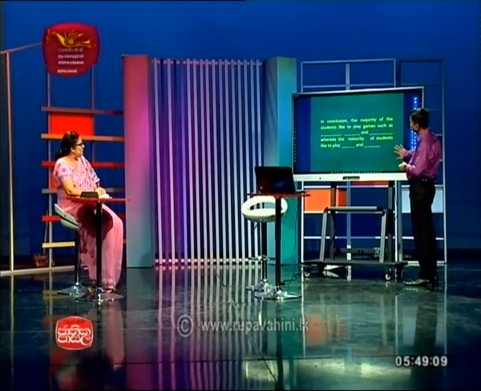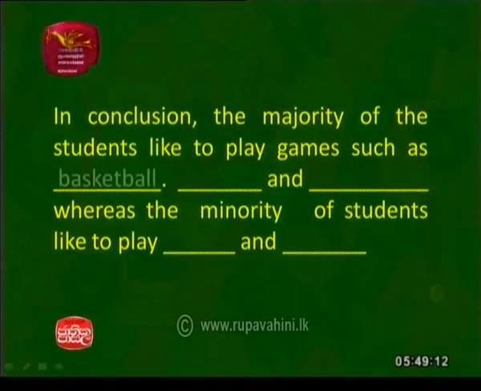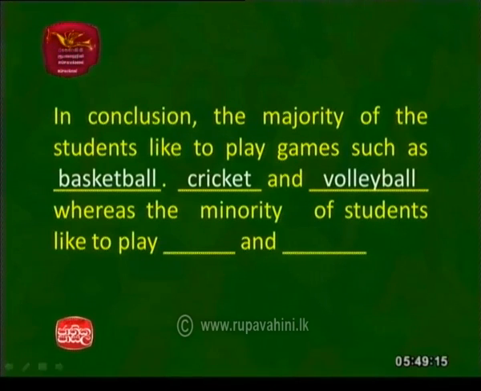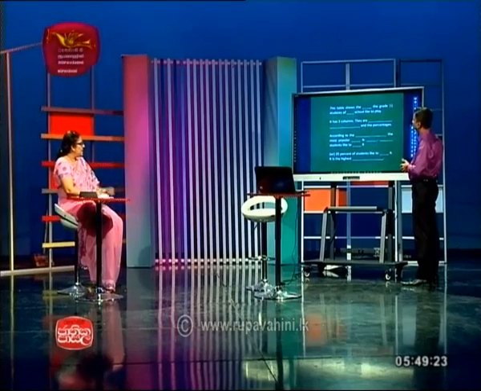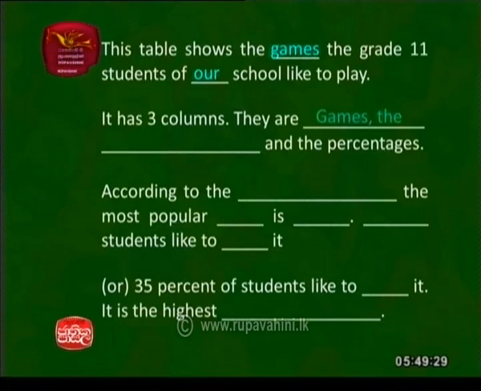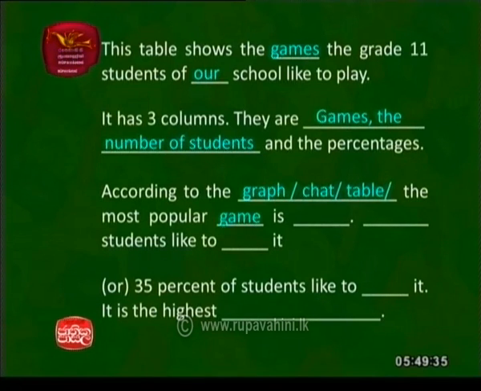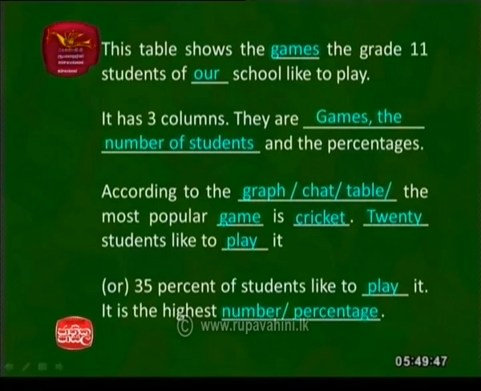Now see, in conclusion, the majority of the students like to play games such as basketball, cricket and volleyball, whereas, opposite idea, the minority of students like to play chess and tennis. The whole thing now in a paragraph, what we have discussed. This table shows the games the grade 11 students of our school like to play. It has 3 columns. They are games, the number of students and the percentages. According to the graph or chart or table, the most popular game is cricket. 20 students like to play it. Or you can write 35% of students like to play it. It is the highest number or percentage.